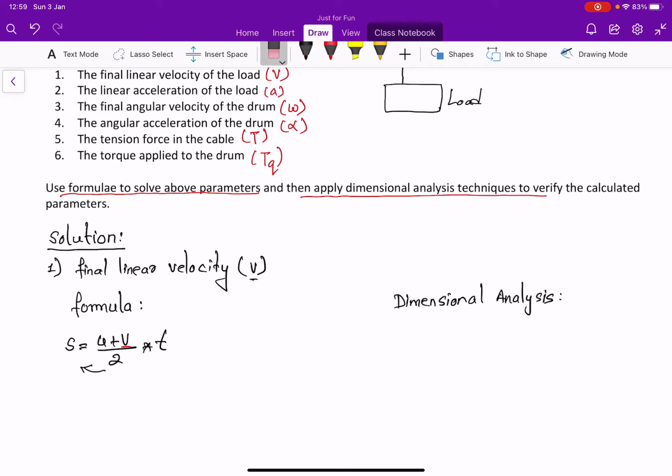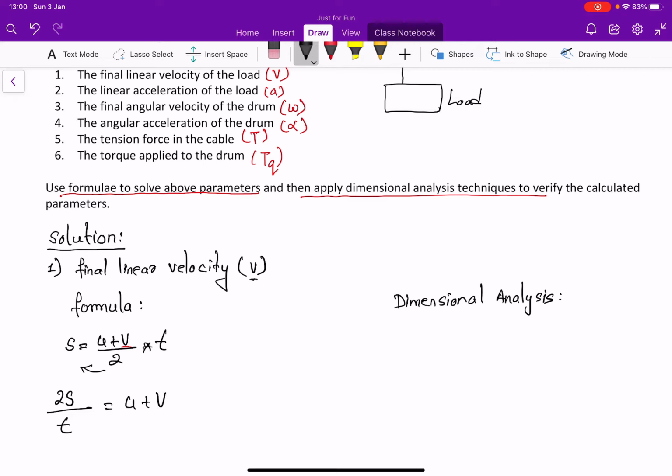So we're gonna get 2s, and because it's a divide there, it's gonna multiply on the other side. And since t is multiplying on the other side, which is the right hand side, if you throw that into the left hand side, it's gonna be divide. You're gonna get u plus v.